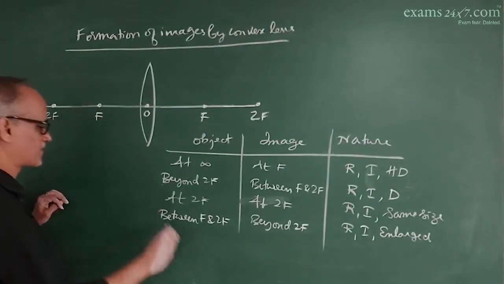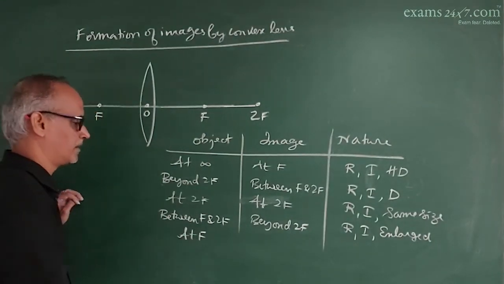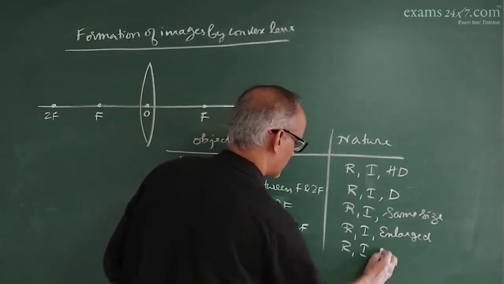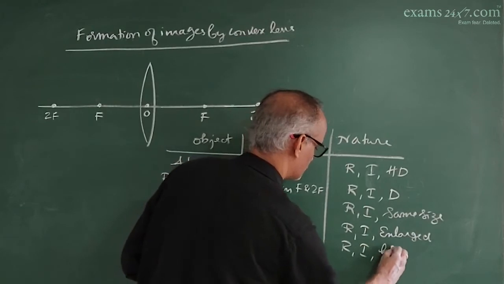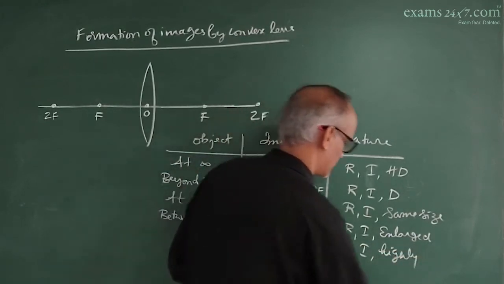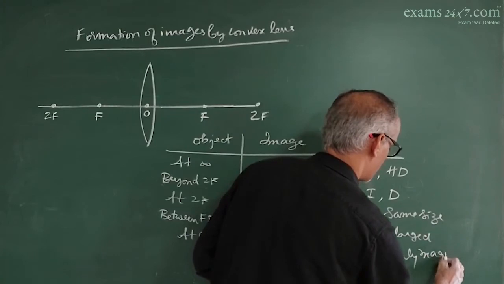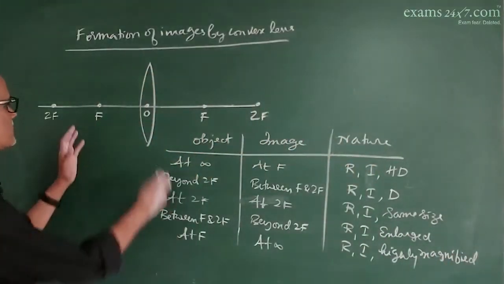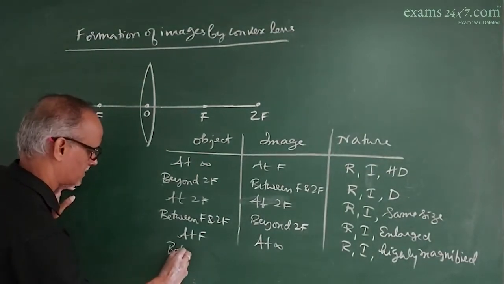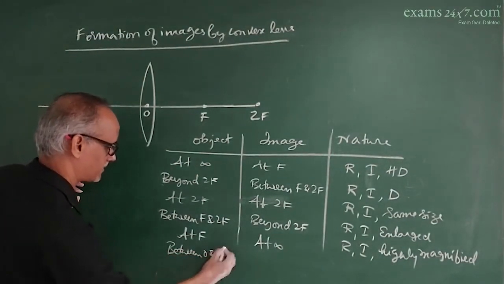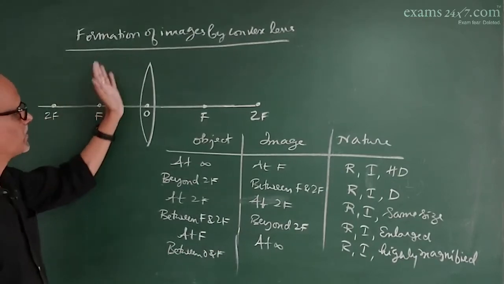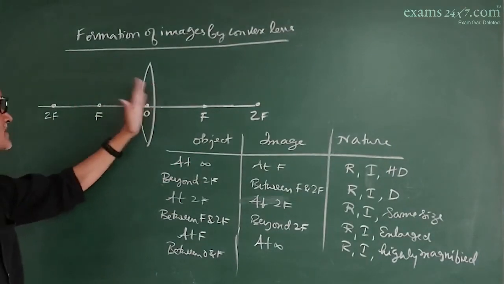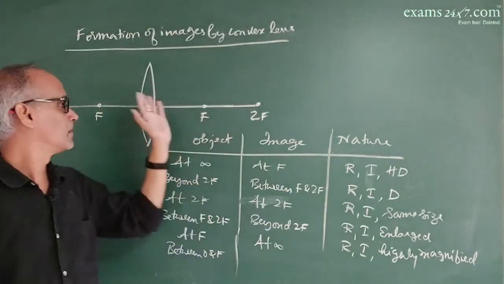And then when it is placed at f, the image will be at infinity, and it will be real, inverted, and highly enlarged, or highly magnified is the other word used. And when it is placed between O and F, the image will be formed on the same side, not on the other side.